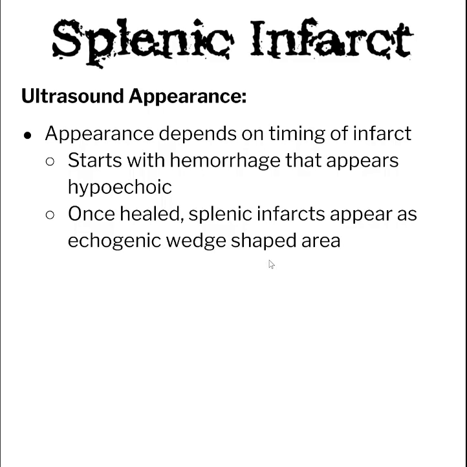So again, infarcts start typically with a little bit of a hemorrhage. Depending on the age of the hemorrhage is what you're going to see. Once the hemorrhage is gone, the body has reabsorbed everything. What we then see in the organ that is infarcted, the area is typically going to be a little bit more echogenic, and it's going to have a wedge shape to it.